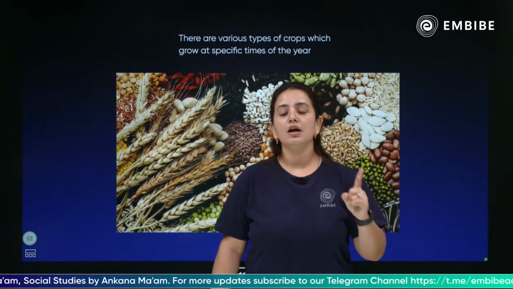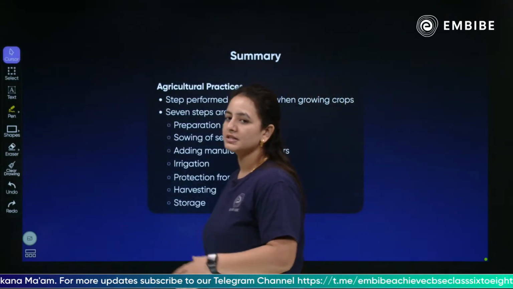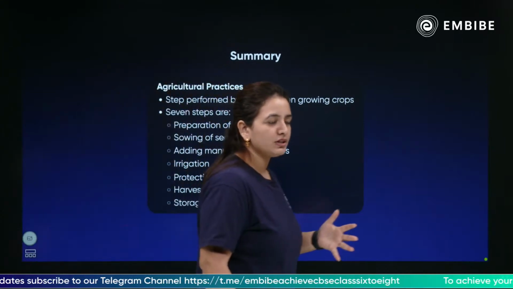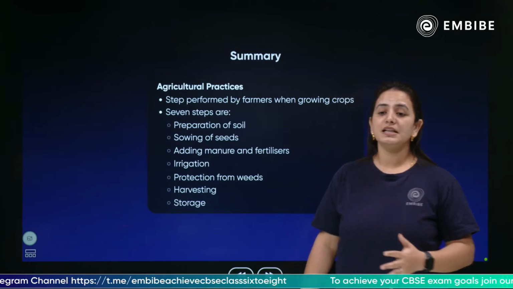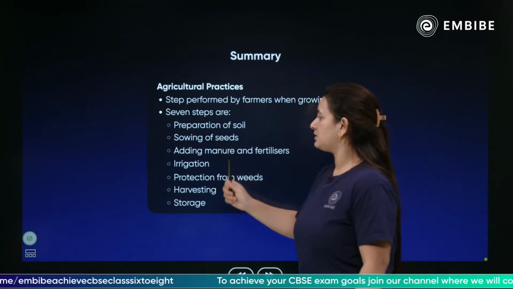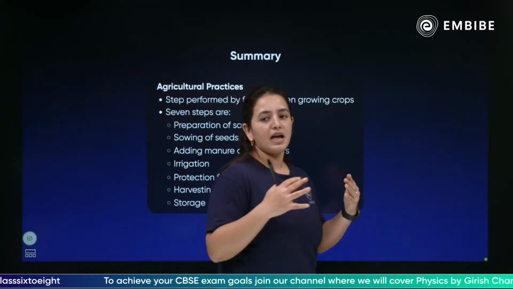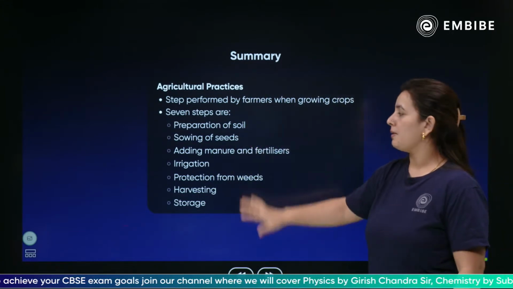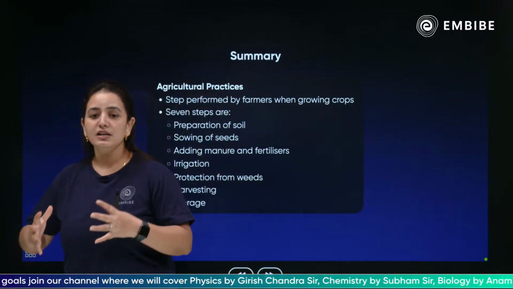And children, talking about the whole session, we have discussed about the agriculture, the edible parts of the different crops, and we have also discussed the practices needed in agriculture, that is the preparation, sowing of the seed, adding of the manure, irrigation, protection from the weeds, and the harvesting and the storage. So these are all the agriculture practices which need to be done to have a proper agriculture or good harvested crops.